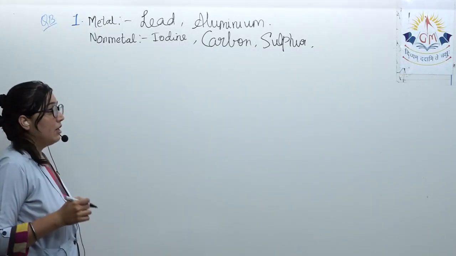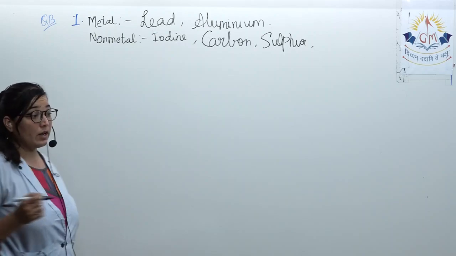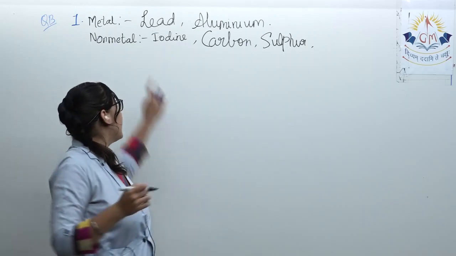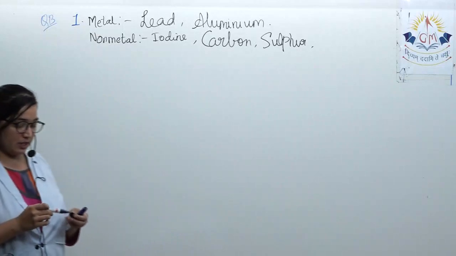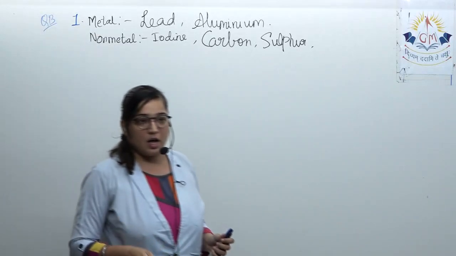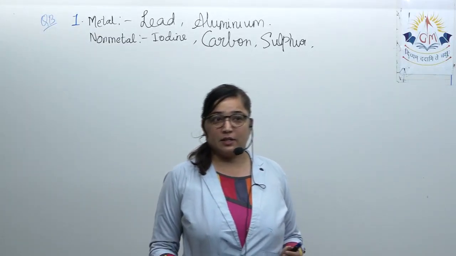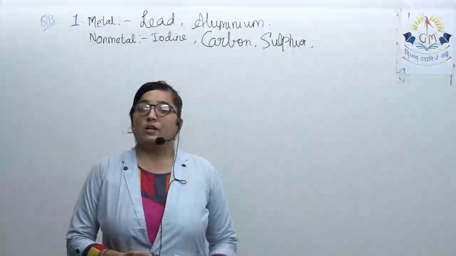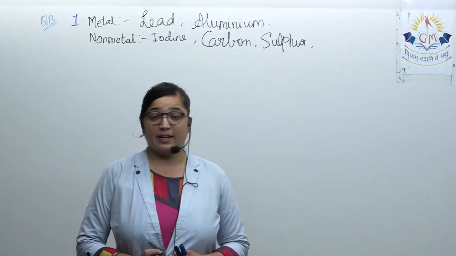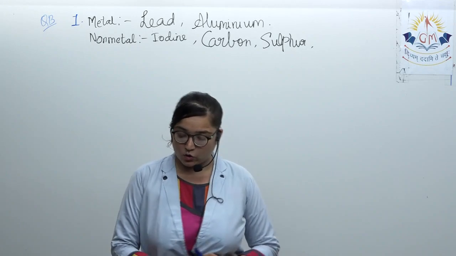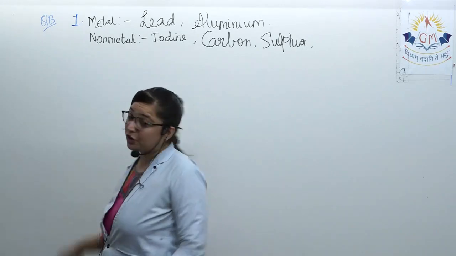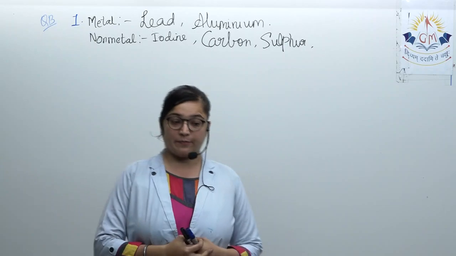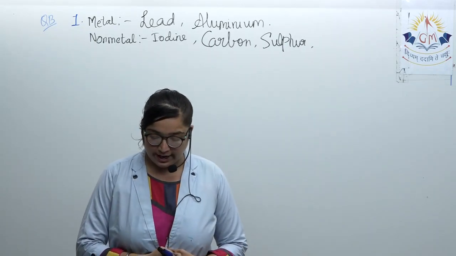So here there are two things, metal and non-metal. Here silicon is a semi-metal, so it is not coming in the category of a metal or a non-metal. Moving to the next question.